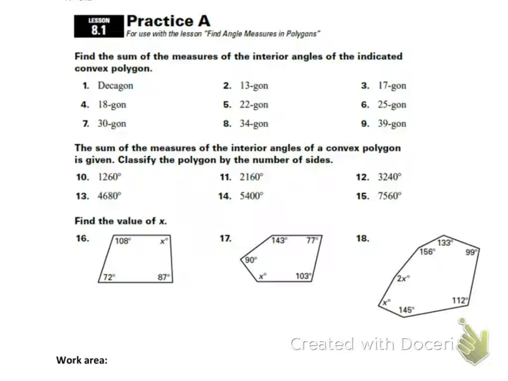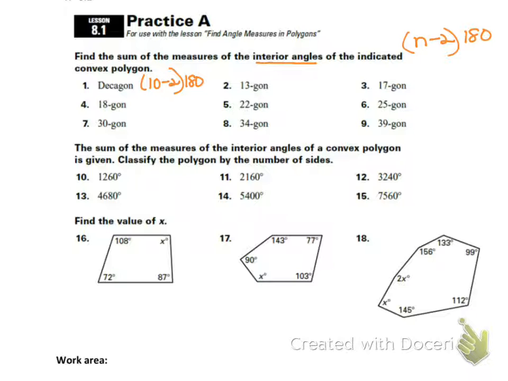Okay, so I'm going to help you go over some of this homework in this video for 8.1. If it says find the sum of the measures of the interior angles, you're going to be using n minus 2 times 180. And your n is the number of sides. So a decagon has 10 sides. So you're going to say 10 minus 2 times 180.